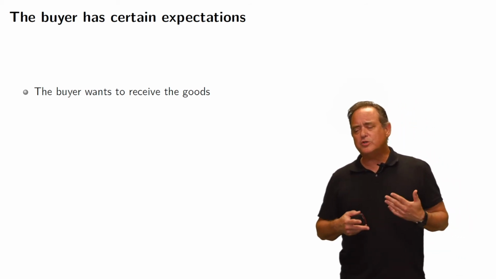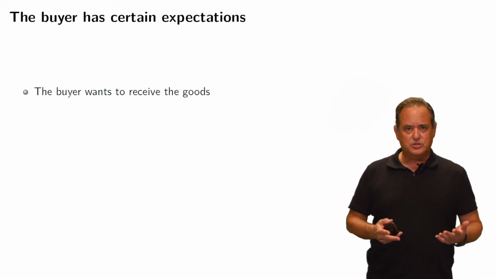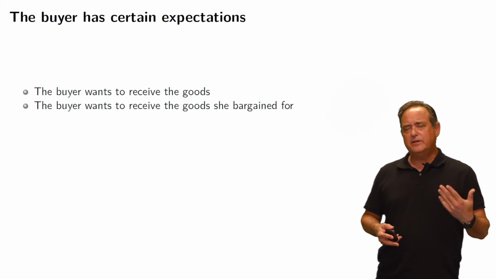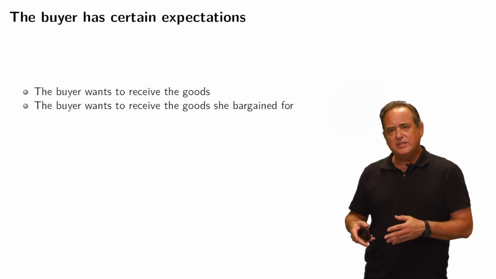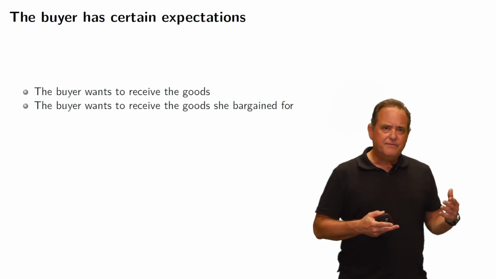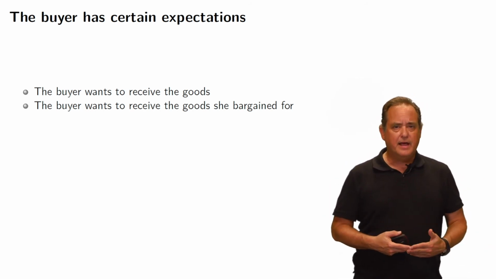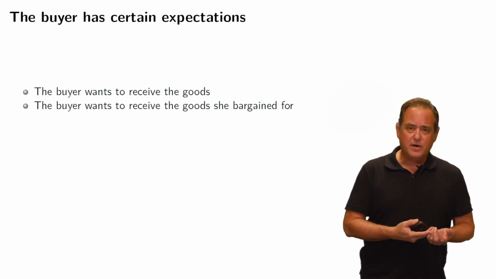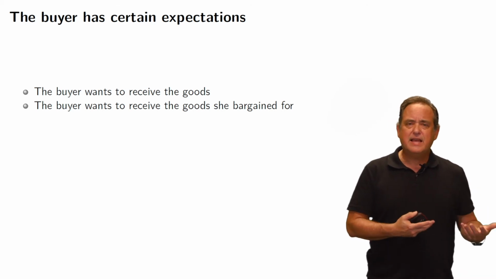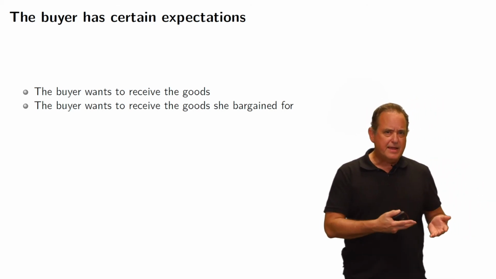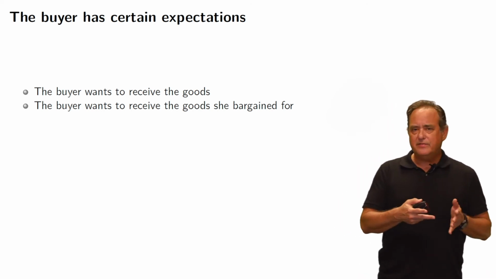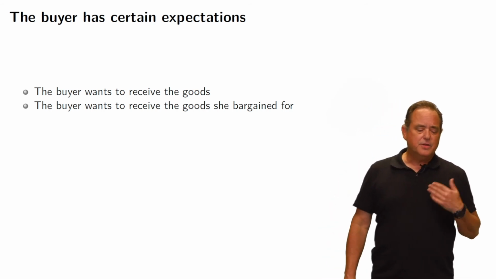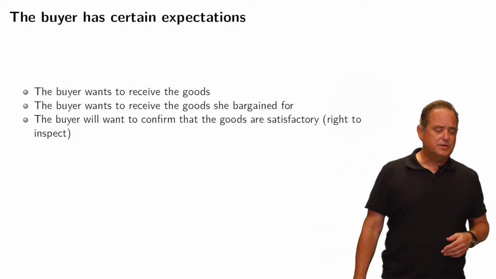Now, if you're a buyer, of course, your number one concern is you want to get the goods. The buyer wants to receive the goods, and not only receive the goods, but receive the goods that she bargained for. Meaning, if you ordered an iPhone with 128 gig memory, and you receive one with 64 gigabytes of memory, well, that's not the same good that you bargained for. You would not have paid the amount you paid had you believed that you would not get the good that you actually expected to get. So the buyer wants to receive the goods that she bargained for.